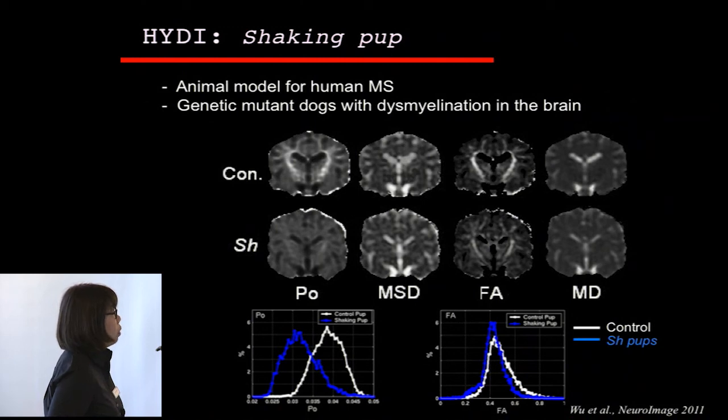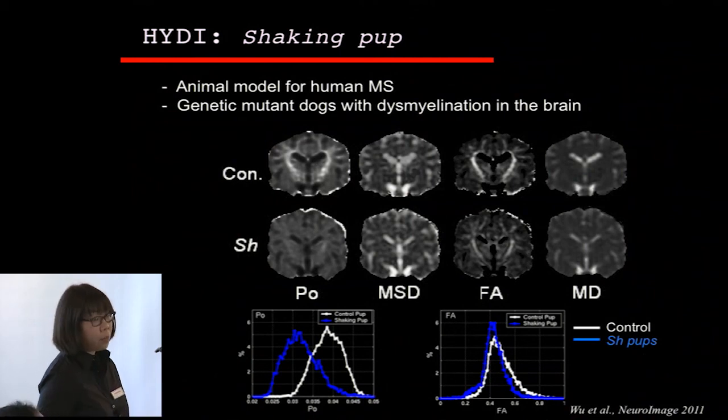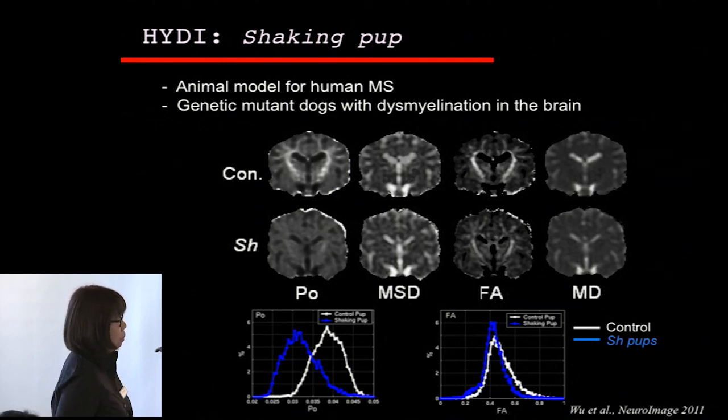And this is a histogram for the zero displacement and a histogram for the fractional anisotropy. As you can see, for the control dog, the contrast of P0 between gray matter and white matter is obvious, whereas the contrast between gray matter and white matter is lost in the shaking pup. Fractional anisotropy still does have some contrast, but it's much lower.